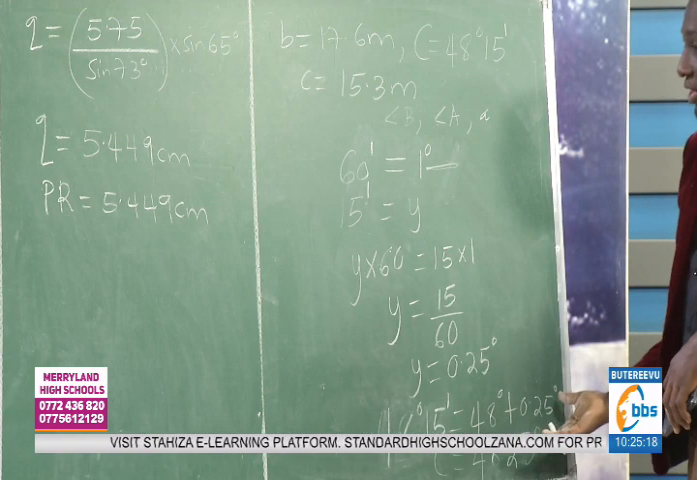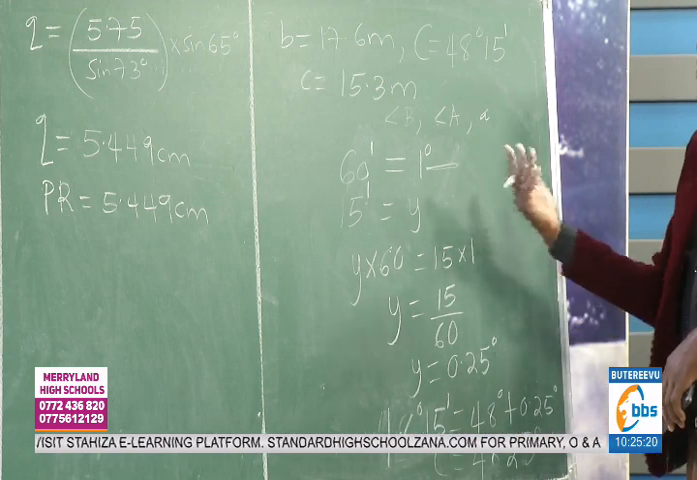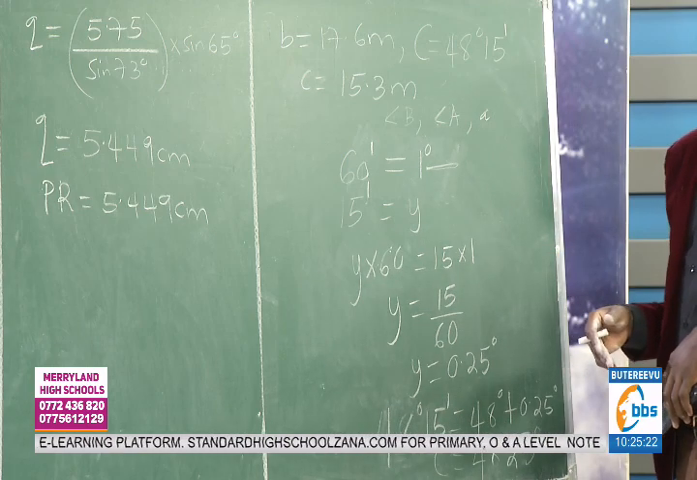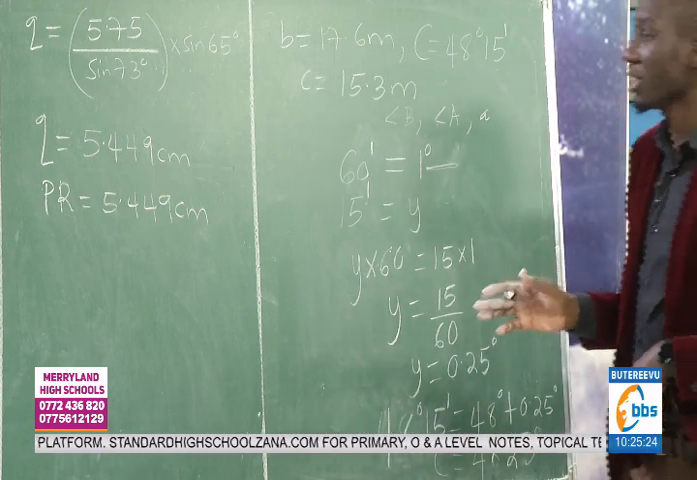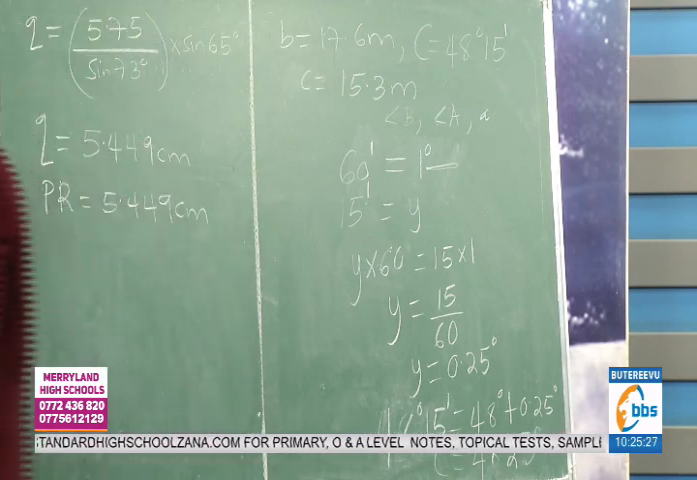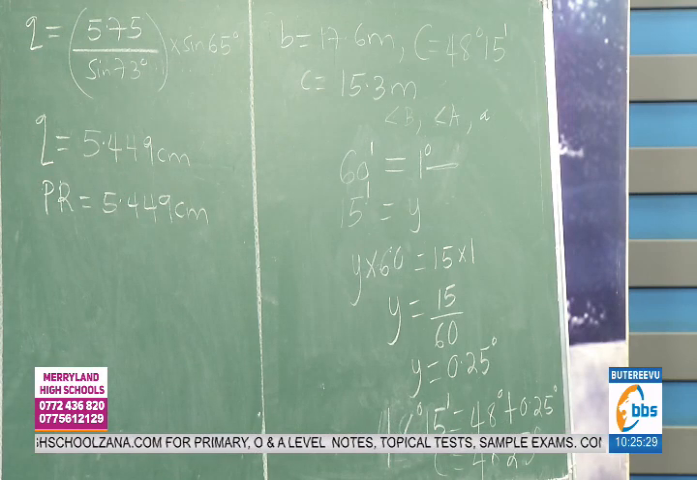Now, after getting this, we can do the number. Let me just do it for you, and I believe the other numbers you can do them. Only this one is required, then the other numbers are very okay. We can be able to do them.